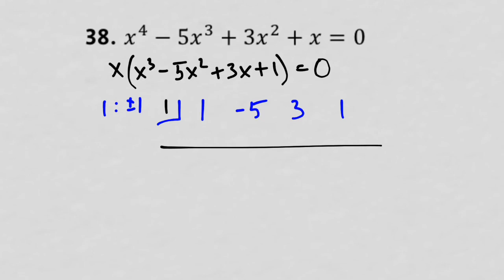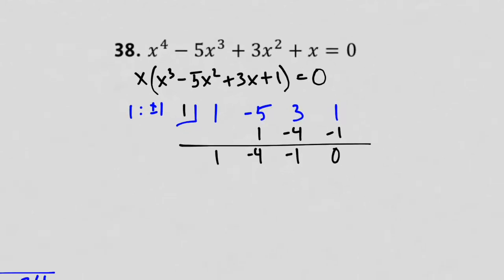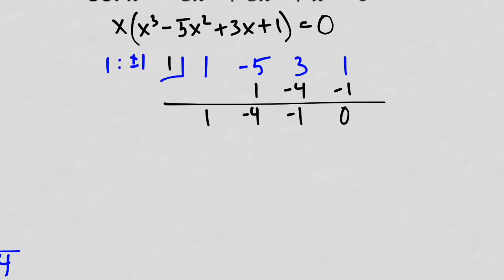Let's see. Bring down the 1. 1 times 1 is 1. Negative 5 plus 1 is negative 4. That's negative 4. 3 minus 4 is negative 1. Negative 1 times 1 is negative 1. And that's 0. There we go. It is 1. So x equals 1 is the first one. That is your first root, your first 0.